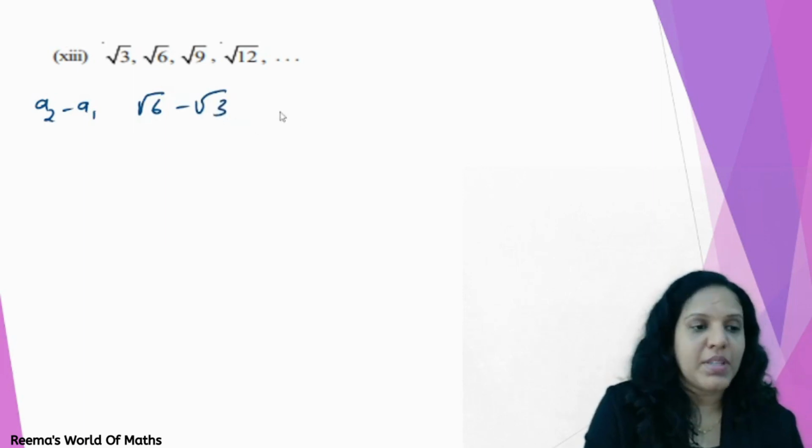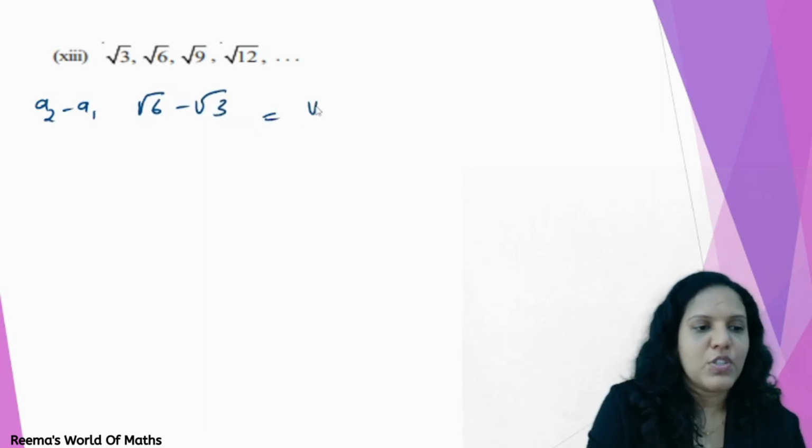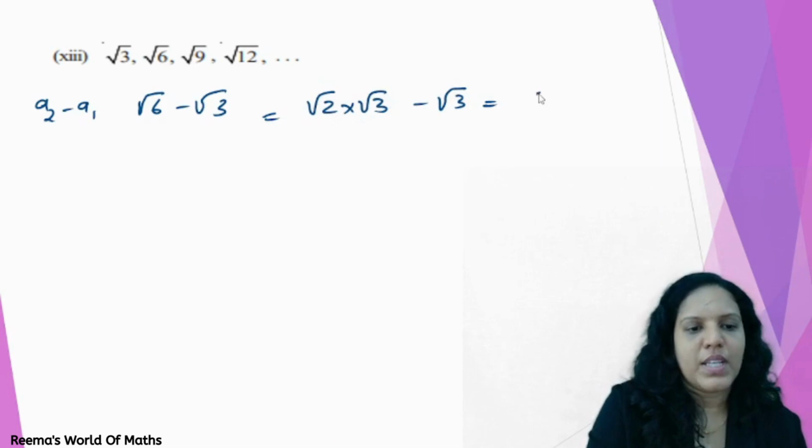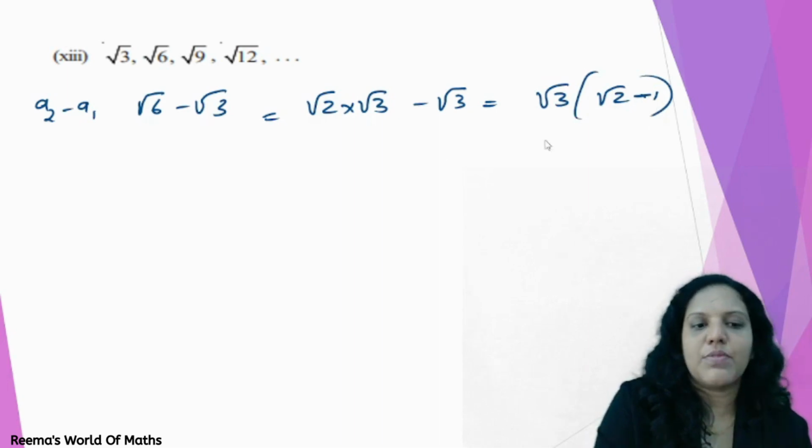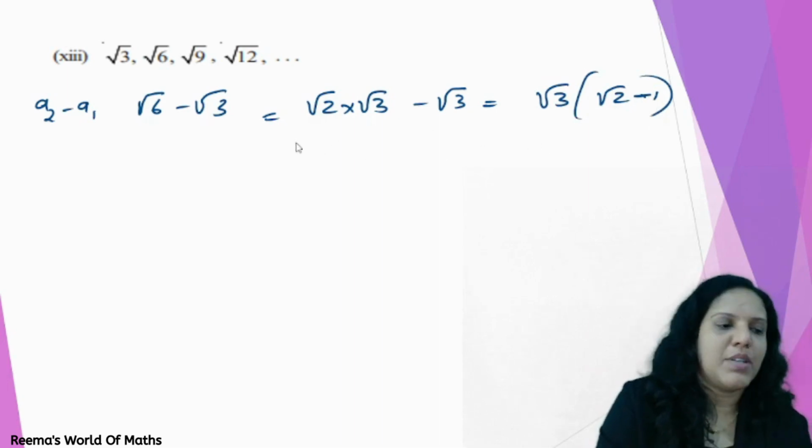So root 6 can be written as square root of 2 multiplied by square root of 3, minus square root of 3. So that is equal to, we can take square root of 3 outside, square root of 3 multiplied by square root of 2 minus 1. So that is the difference between the second term and first term.